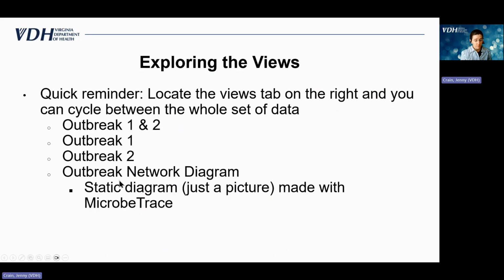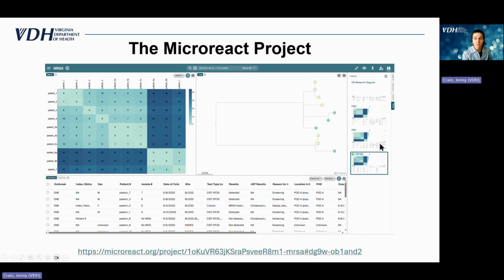So just to quickly walk through what these different views look like to help you understand, we have created one view that's specific to outbreak 1, one specific to outbreak 2, and this is done by literally just excluding different isolates from the metadata that you don't want displayed in the SNP matrix panel or the phylogenetic tree. And then the view that you're looking at right now is the comparative genomic analysis where outbreak 1 and outbreak 2 are included together. We also made a view for an outbreak network diagram, and this was done in MicrobeTrace.